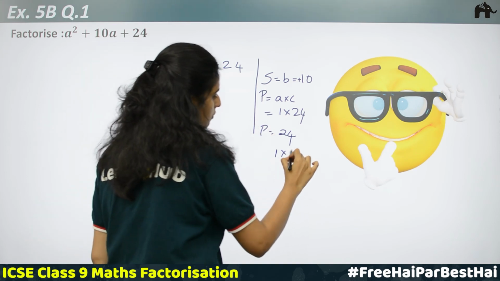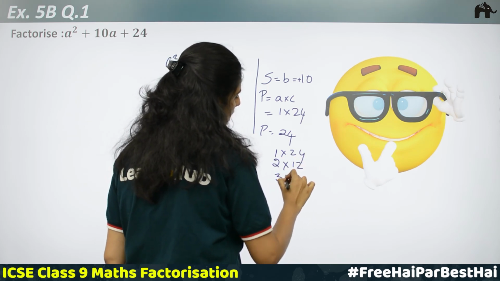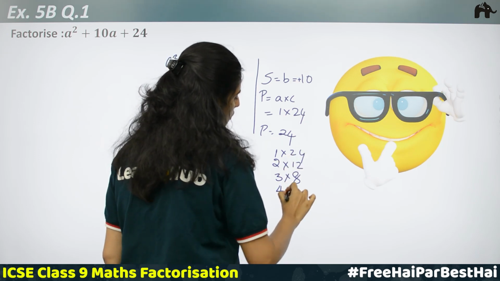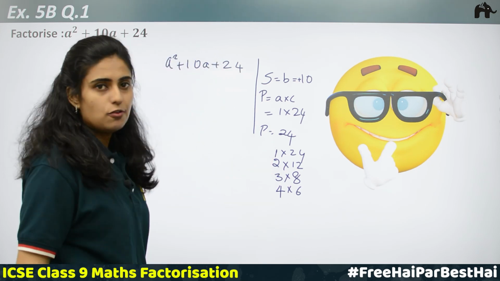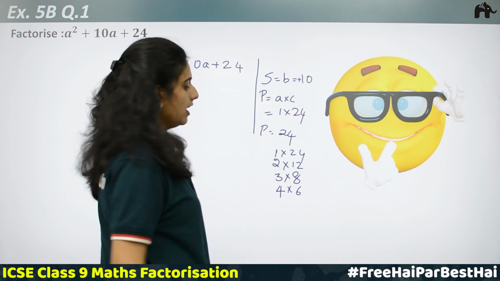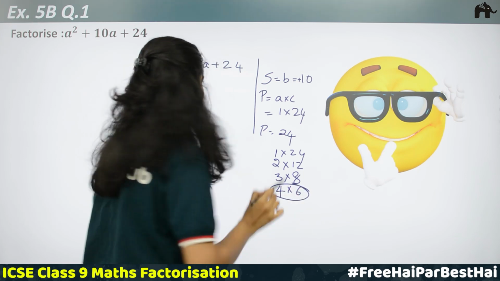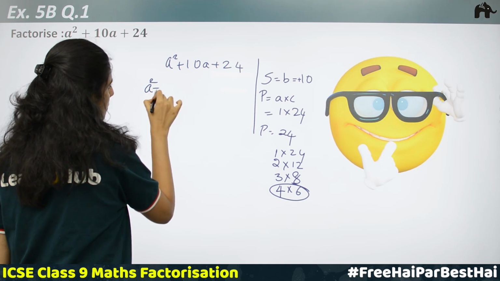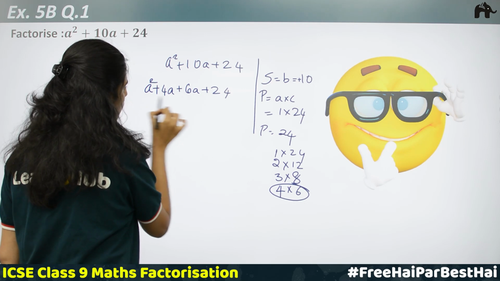1 into 24, 2 into 12, 3 into 8, 4 into 6. Okay. So these are the 4 possibilities. Now you should get the sum 10. Okay, when do we get sum 10? When you take 4 and 6. 4 plus 6 is 10. Now we can split the middle term. 4 and 6 are the two numbers. So a square plus 4a plus 6a plus 24.